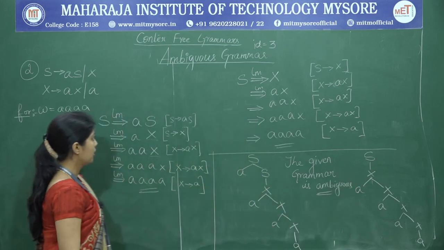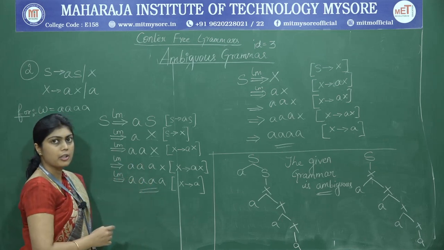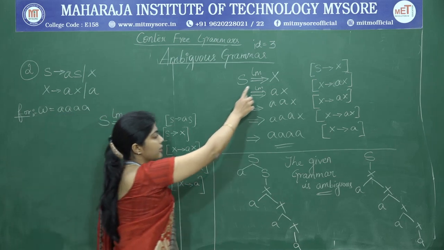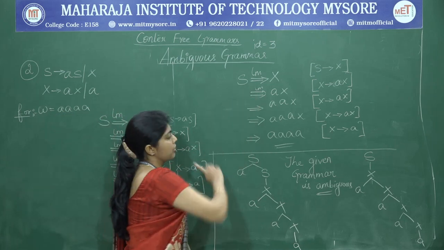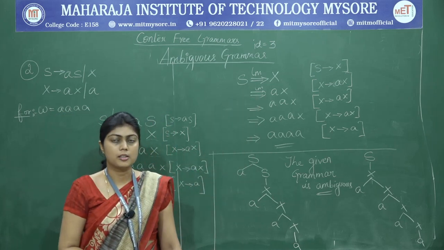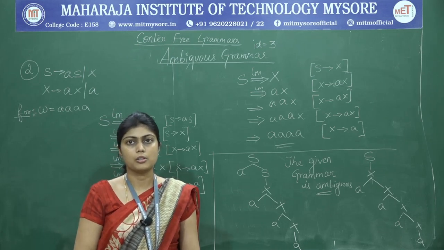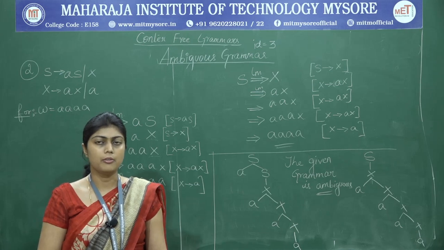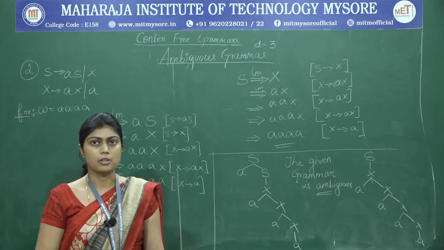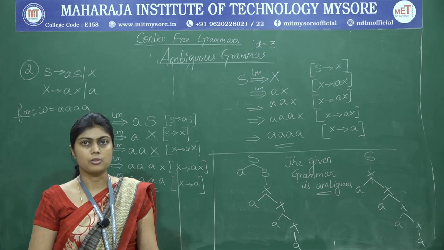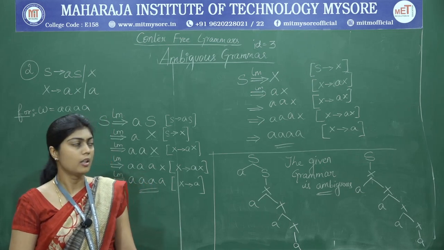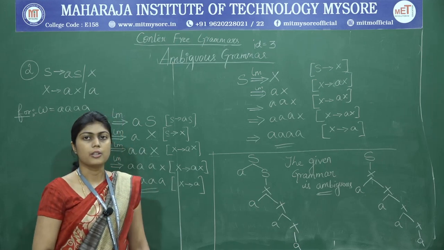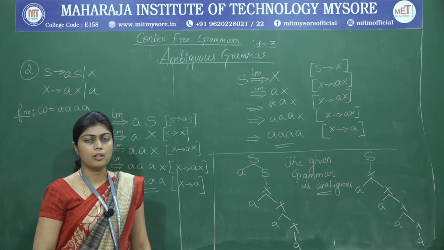Also note that we have done two different derivations. The first derivation is a leftmost derivation and the second derivation is also a leftmost derivation. So, it is possible for us to do 2 leftmost derivations to prove that a grammar is ambiguous. In the previous example, we did 1 leftmost derivation and 1 rightmost derivation. That is also possible. This is how we conclude whether the given grammar is ambiguous or not.